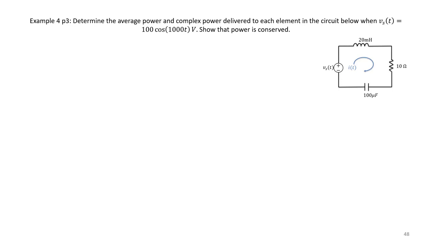Let's start with the resistor. Well, we know the voltage across the resistor is just going to be I times the impedance of the resistor. And that's just going to be 7.07 angle negative 45 degrees. Remember, that's my current. And the impedance of my resistor is 10 angle 0 degrees. If I multiply through, I will get 70.7 angle negative 45 degrees.